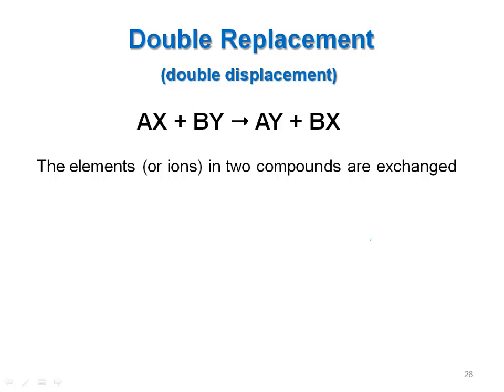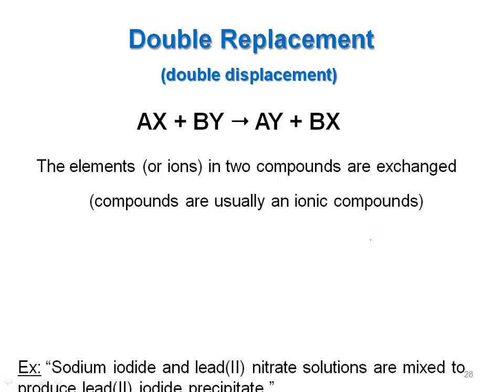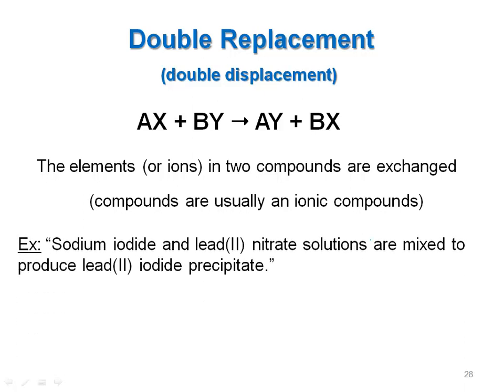So elements or ions in two compounds are exchanged. The compounds are usually ionic compounds. So this usually happens with ionic compounds, and this Xena Warrior Princess might be a polyatomic ion made of multiple things, like an oxy-ion, right? It might not just be like a simple one. So it could be something much larger. X could represent something not just an atom, but a polyatomic ion. So here's a good example of it.